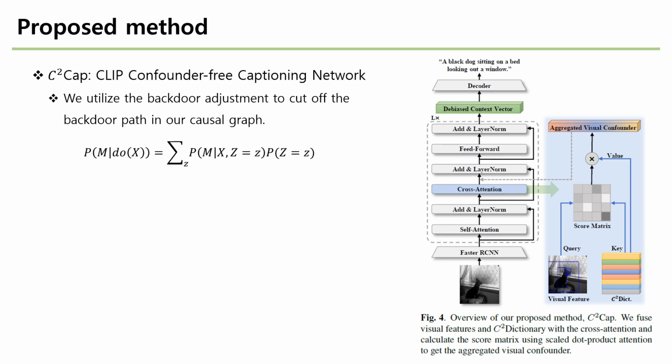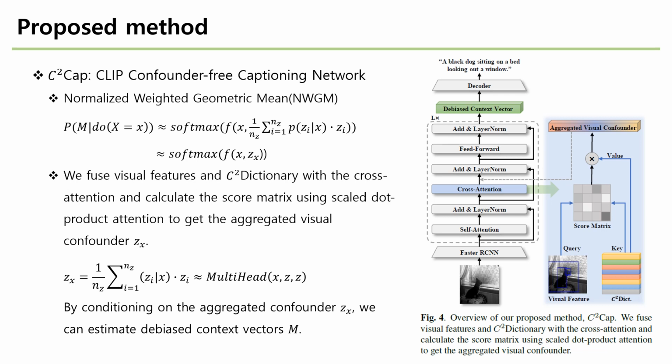With the C2 dictionary, we can train C2 CAP, which is the CLIP Confounder-free captioning network. We utilize the backdoor adjustment to cut off the backdoor path in our causal graph. The following equation represents the backdoor adjustment. However, the backdoor adjustment requires a time-consuming sampling process. Therefore, we use the normalized weighted geometric mean, NWGM, to enable approximating the backdoor adjustment.